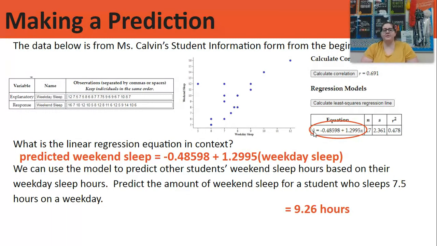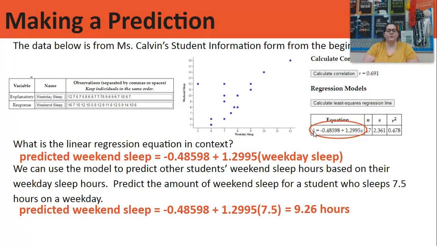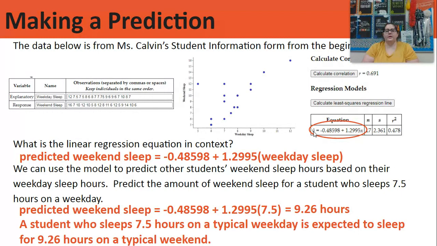So we can use that model to predict what other students' weekend sleep hours might be based on their weekday sleep hours. If we wanted to predict the amount of weekend sleep for a student who sleeps about 7.5 hours on a weekday, I could use that equation and plug in the values. So predicted weekend sleep equals negative 0.48598 plus 1.2995 times their weekday sleep of 7.5. Put that in our calculator, and that gives us 9.26 hours. So a student who sleeps 7.5 hours on a weekday is expected to get about 9.26 hours of sleep on a weekend. It's a way for us to make those predictions.